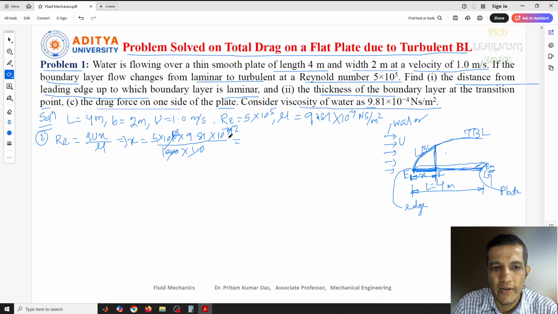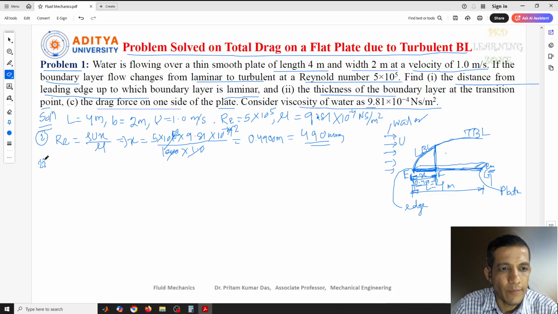So near about 49 into 10 power minus 2, and so you'll get 0.49. It may be some value like 0.5 something. Let's write it in meter. We are getting this in meter. Now we can write this as 490 millimeter. So the distance from the leading edge in terms of meter is 0.49 meter. Out of 4 meter, this much distance was laminar boundary layer.